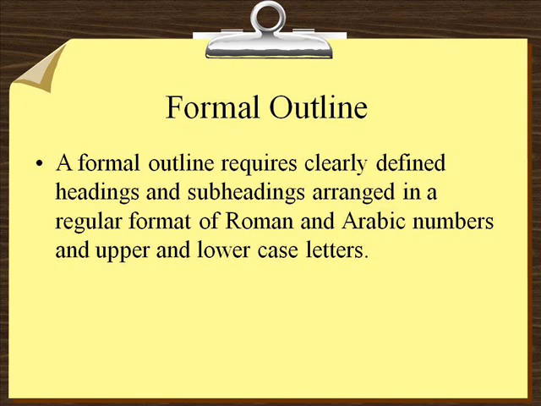Formal outlines use Roman numerals such as I, II, III, and so on, and Arabic numbers such as 1, 2, 3. They also use upper and lower case letters to group and order words, phrases, or sentences. They use headings and subheadings in this organization. You can find some really good examples of outlines in this chapter of your textbook.